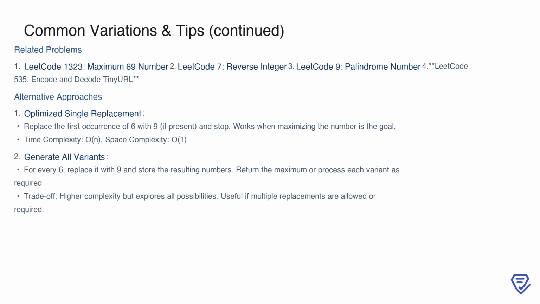When considering alternative approaches, one optimized method is to replace the first occurrence of 6 with 9 and stop there. This approach is ideal when maximizing the number is the goal, as it minimizes both time and space complexity. The time complexity for this solution is O(n), and the space complexity is O(1). Another approach involves generating all possible variants by replacing every occurrence of 6 with 9, then storing the resulting numbers. This method allows for more flexibility, such as processing multiple replacements or exploring all variations of the number. However, the trade-off here is higher complexity, making it suitable only for problems where such exhaustive exploration is explicitly required.